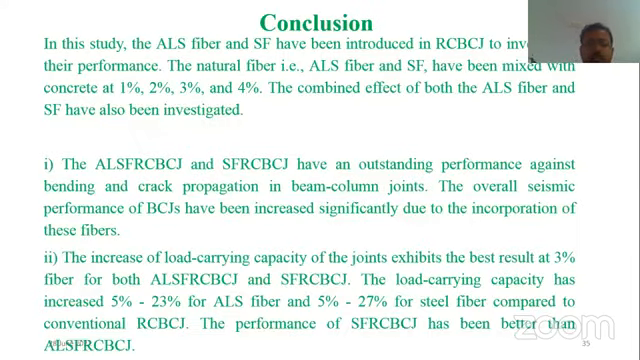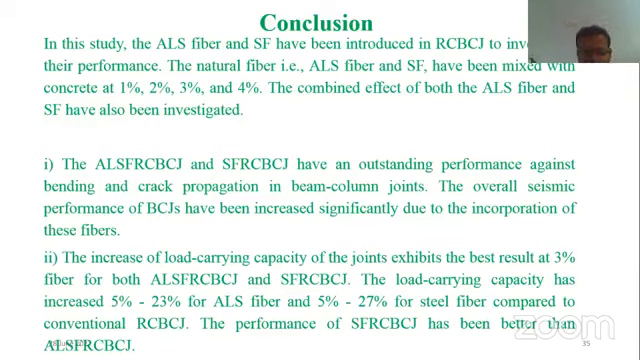So we can conclude now after the results. In this study we have casted a total of 30 specimens. First, we casted one reinforced concrete beam column joint without fiber, which is called the control specimen. Next, 4 specimens for areca hybrid fiber, 4 specimens for steel fiber reinforced concrete beam column joint, and next steel areca hybrid fiber reinforced beam column joint for 1%, 2%, 3%, 4%.